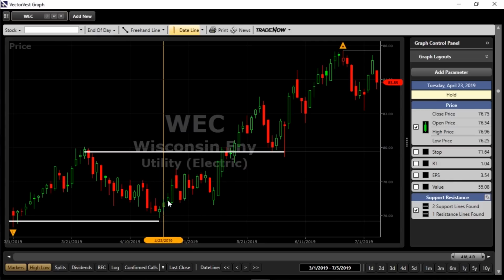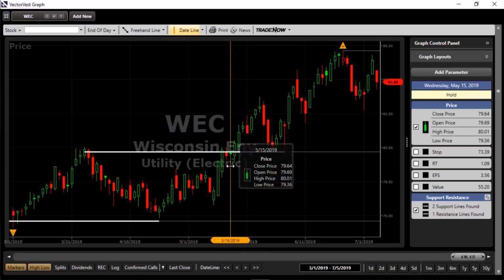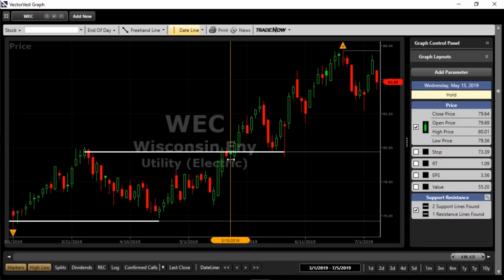So there was your bullish retracement off of support. The stock price on May 14th and May 15th actually settled into this $79.76 resistance zone. But did it ever retrace from it? It did not. It actually broke out through it. So as price breaks out through resistance, that's also bullish, and that allows you to stay in the long trade.